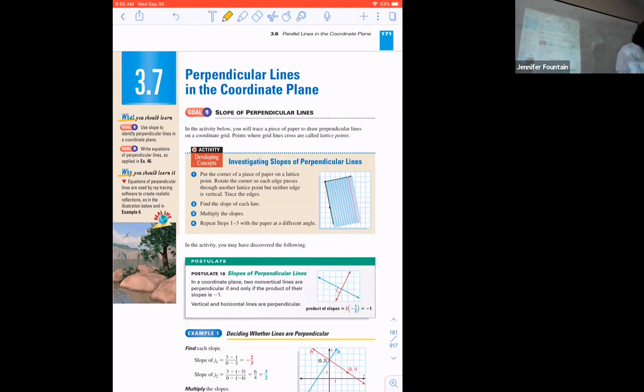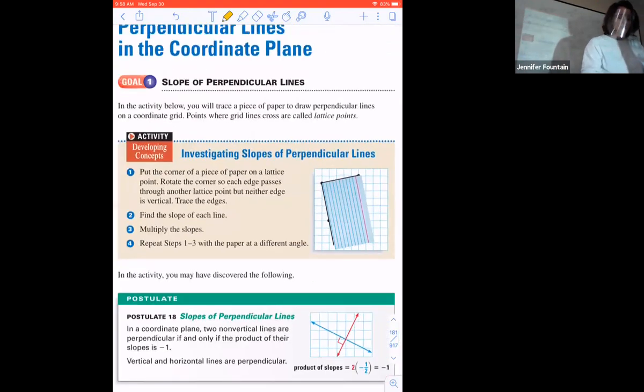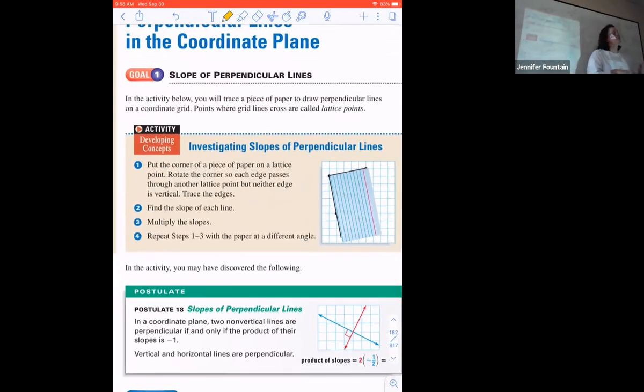Okay, so let's go ahead and take a look. It says goal 1, slope of perpendicular lines. Remember, parallel lines have the same slope. What do we know about the slopes of perpendicular lines? Does anybody remember what they are? They are negative reciprocals. The slopes of perpendicular lines are negative reciprocals.